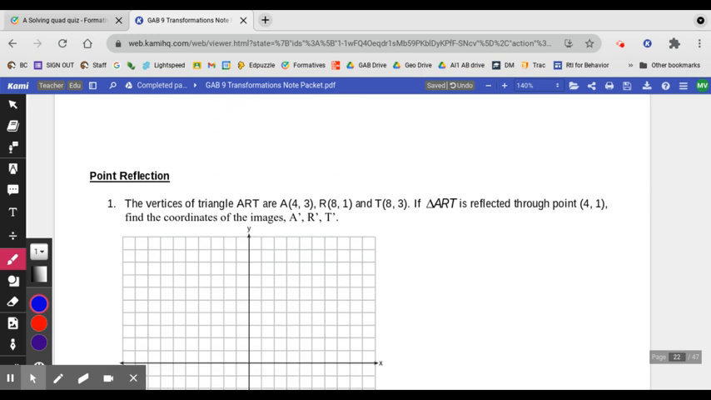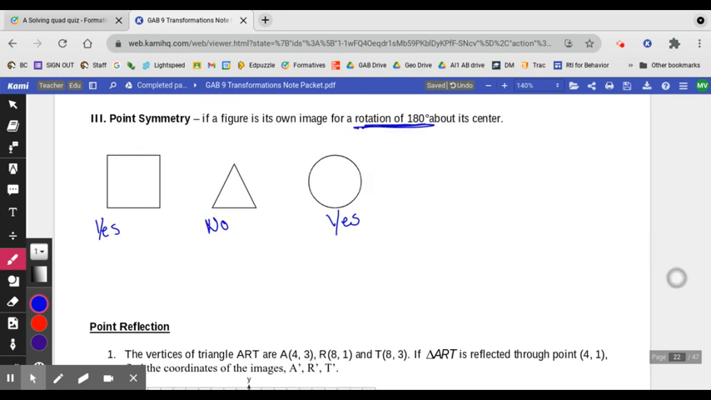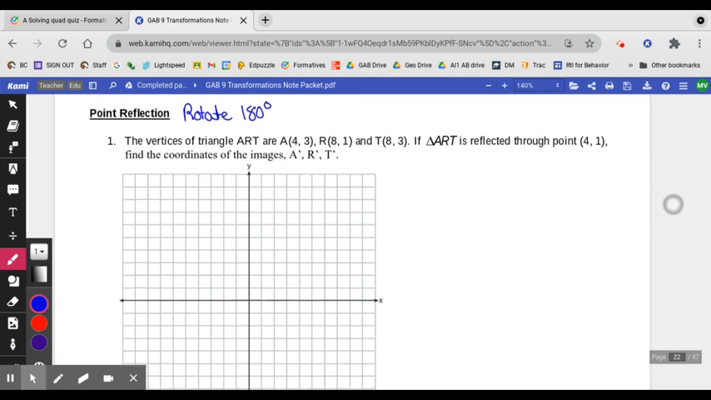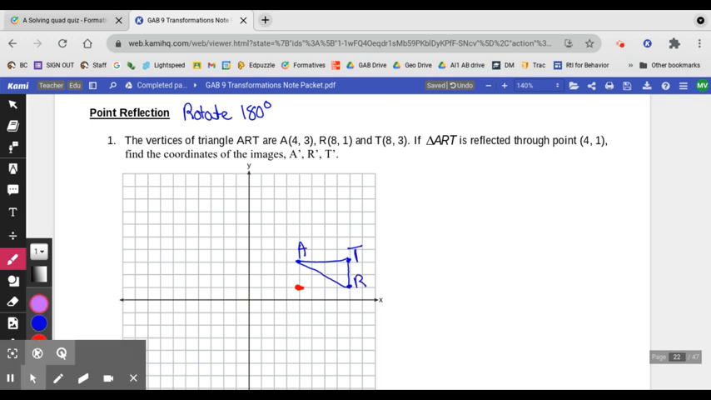Then the last thing we want to talk about is a point reflection. So now we need to remember that point symmetry is when it's rotated 180 degrees. So a point reflection is the same as rotating 180 degrees. But we're not always going to do a point reflection over the origin. So if we have the triangle ART, I want you to pause and plot the triangle. So I plotted my triangle ART, reflected through the point 4, 1. So therefore I also plotted 4, 1.